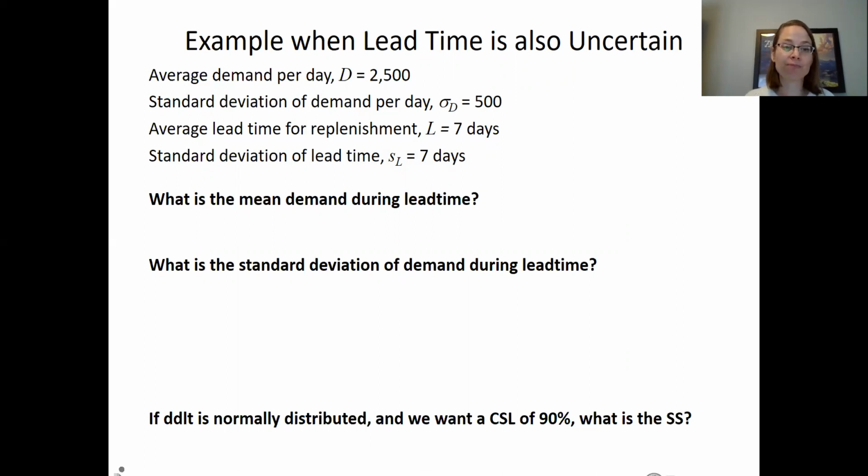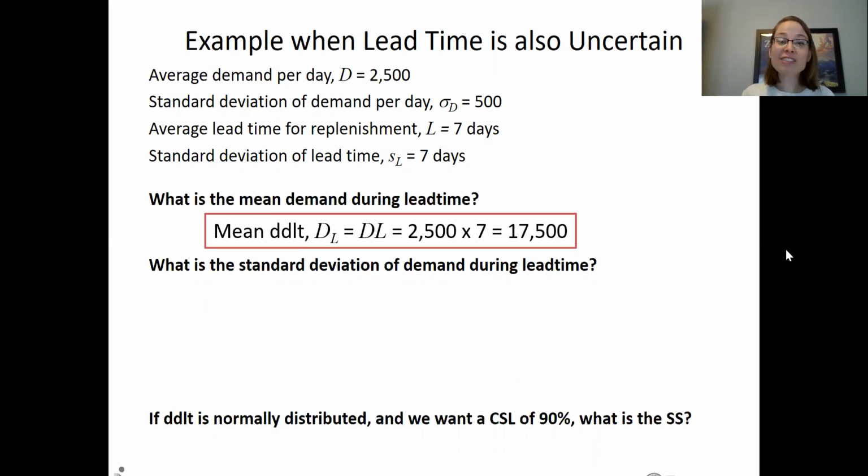And so once we have those, and then we incorporate our cycle service level, we can calculate the safety stock. So in terms of the first question, expected demand during lead time, expected values operate like we would like them to. And so here, if we have 2,500 per day, and on average, the lead time takes 7 days, then we would expect, on average, 17,500 units to be demanded during lead time.